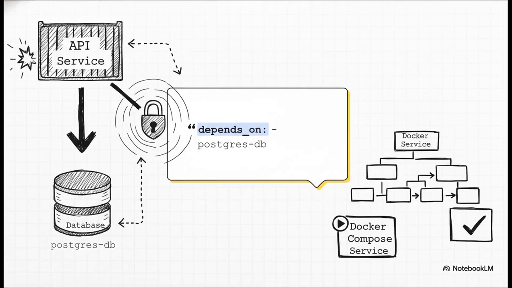So how do we fix this? How do we force an order? Well, you're going to love this. It's this one simple, beautiful line. That's it. Inside our API's service definition, we just add depends_on and tell it about the database service. This is our crystal clear instruction to Compose that says, hey, do not, under any circumstances, start this API until you see that the PostgreSQL DB container is up and running. And just like that, the race condition is gone.